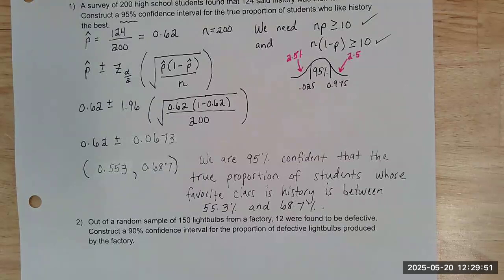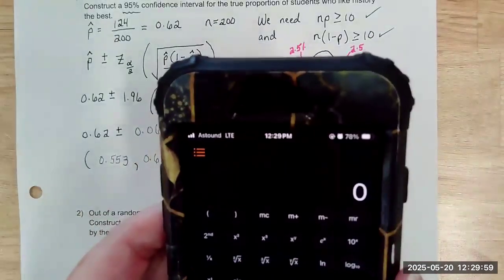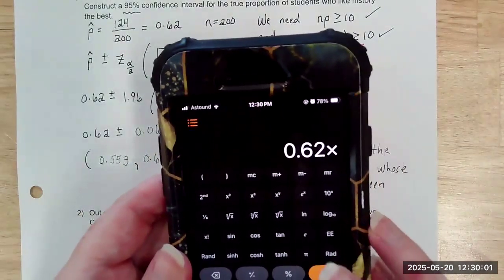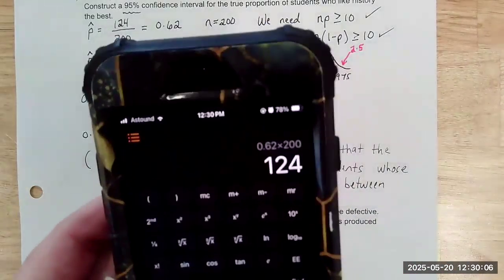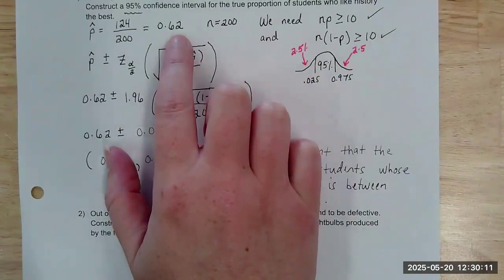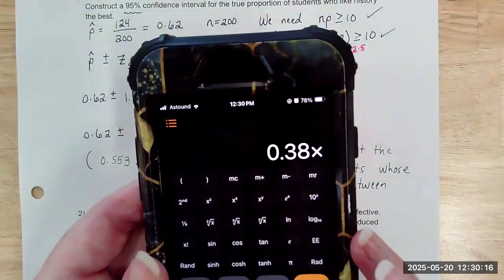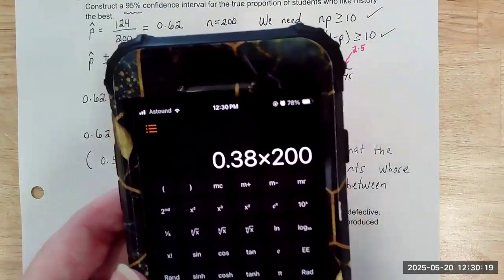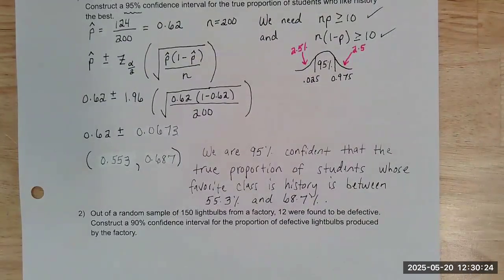The p is always going to be the p hat when we do these problems. So you're literally going to take 0.62 and multiply it by 200, and you're just checking to make sure that's bigger than 10. It was 124, we're good to go. Then 1 minus p is 1 minus 0.62, that's 0.38. We multiply that by 200 and check that it's bigger than 10. 76, we're good to go. Fortunately, it's usually a pretty quick check.